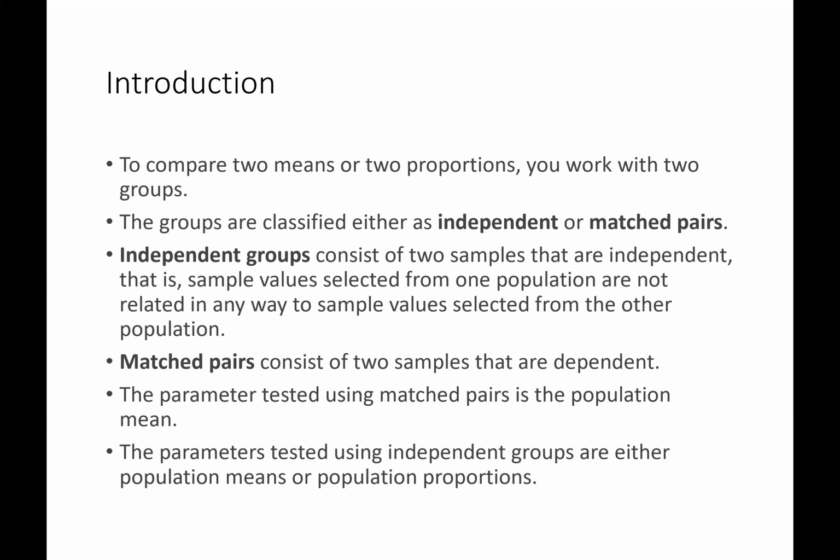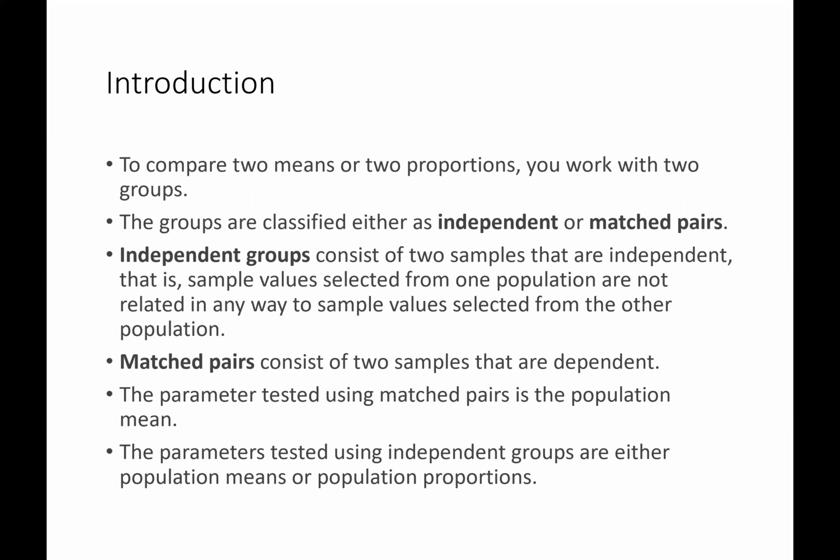To compare two means or two proportions, you work with two groups. The groups are classified as either independent or matched pairs. Independent groups consist of two samples that are independent. That is, sample values selected from one population are not related in any way to sample values selected from the other population. Matched pairs consist of two samples that are dependent. The parameter tested using matched pairs is the population mean. So if you're comparing matched pairs, you will be looking at population mean.